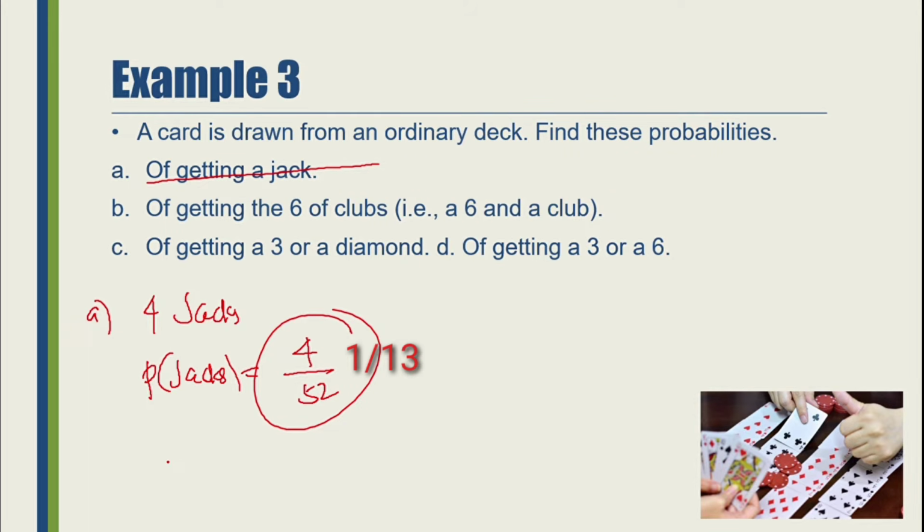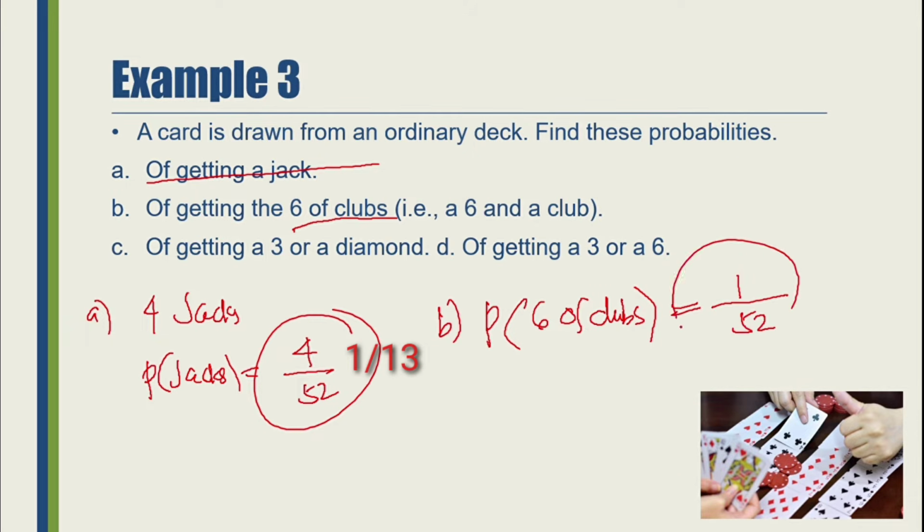So next we have letter B. Getting a six of clubs. A six and a club. So six, that is a club. Therefore, we could have only one six of clubs. So the probability of a six of clubs, in a deck of cards, there is only one, the event over 52. So therefore, six of clubs is 1 over 52.